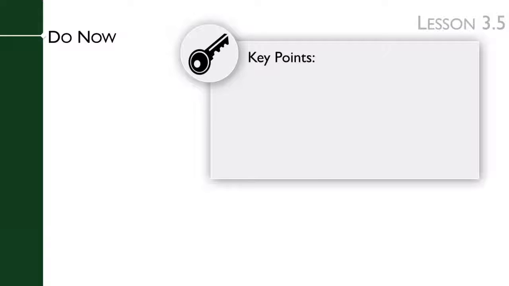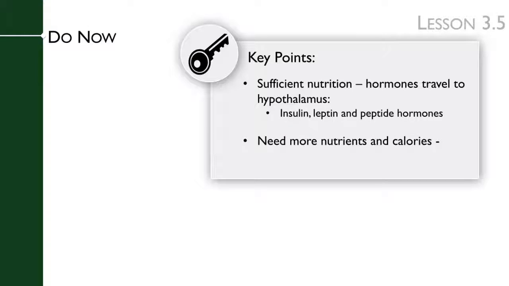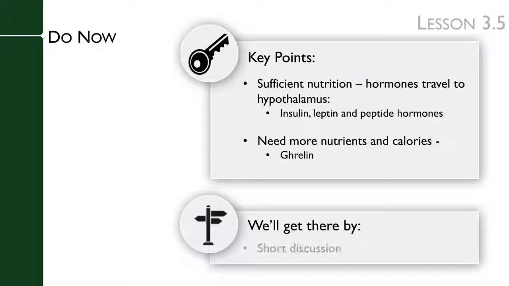The key points of this lesson's do now are that when the body has sufficient nutrition, hormones are released that travel to the hypothalamus to tell us to stop eating. These hormones are insulin, leptin, and the peptide hormones. When our body needs more nutrients and calories, ghrelin is released from the stomach, which travels to the hypothalamus to tell us to eat more. We'll get there by having a discussion with the students.